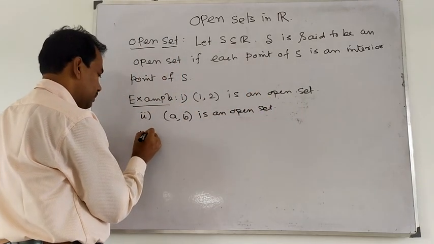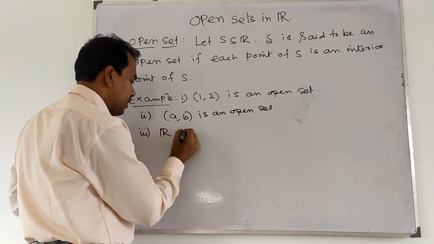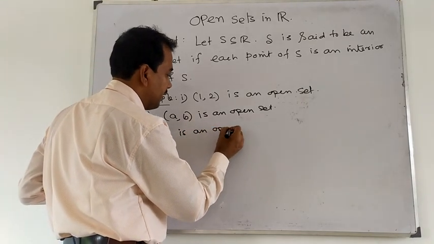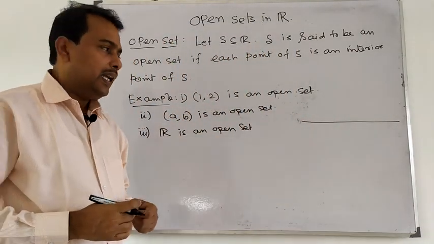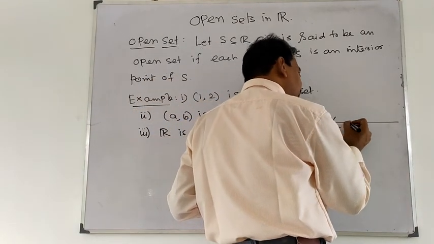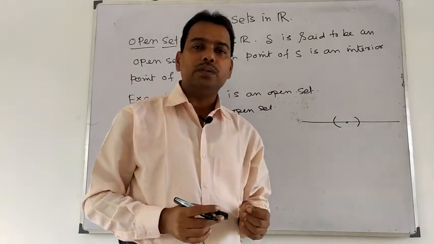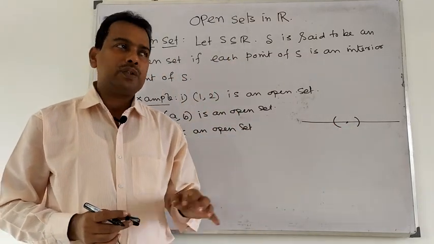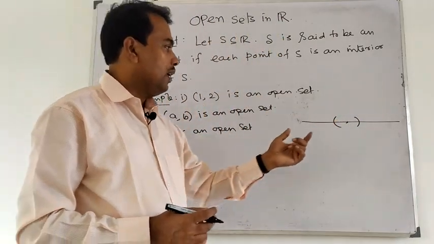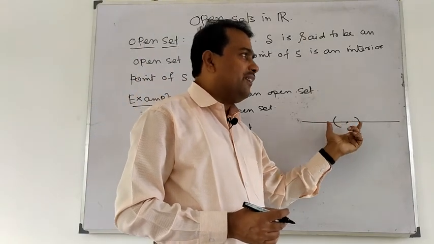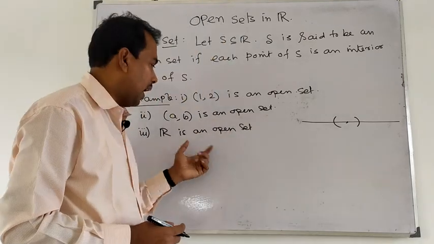Now the third example is: R is an open set. Why? Since R is the whole real line, if we take any point and take any neighborhood centered at that point, then this neighborhood is always a subset of R, because we consider each point from the set of real numbers. So every neighborhood of every point is a subset of R. So each point of R is an interior point. So R is an open set.